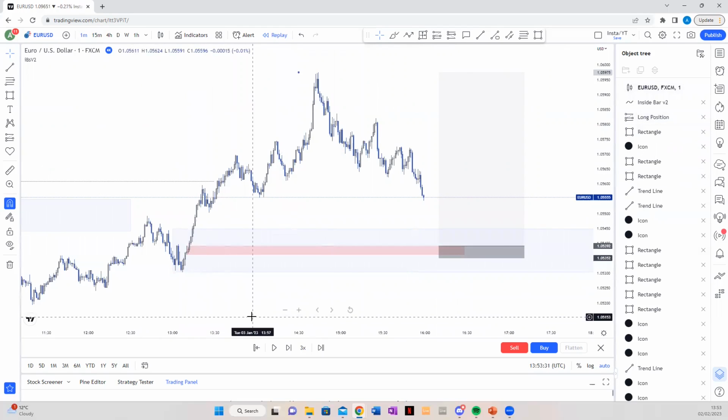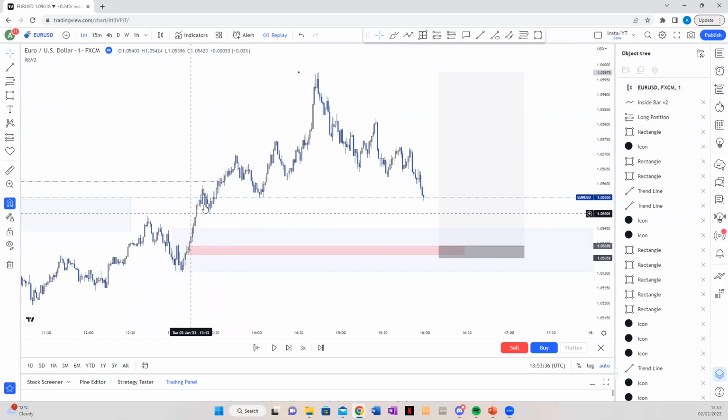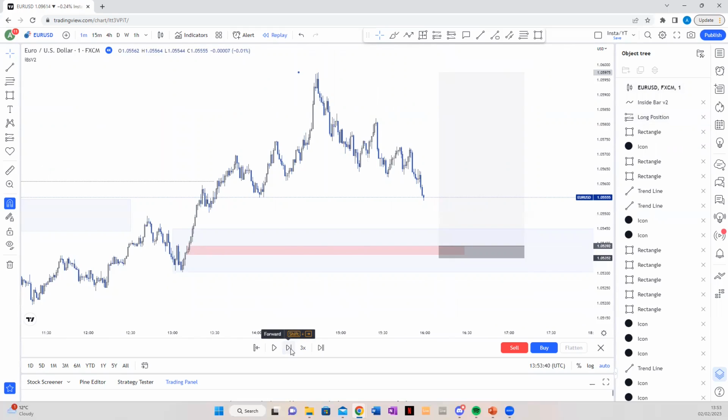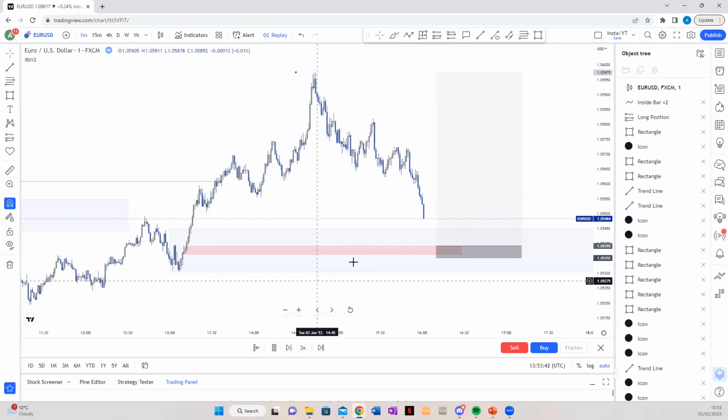It's a really high probability zone because it's that flip zone that's caused the M1 change of character and also a larger M1 break of structure. So at this point, we literally just let the trade play through, and we'll see what price does.